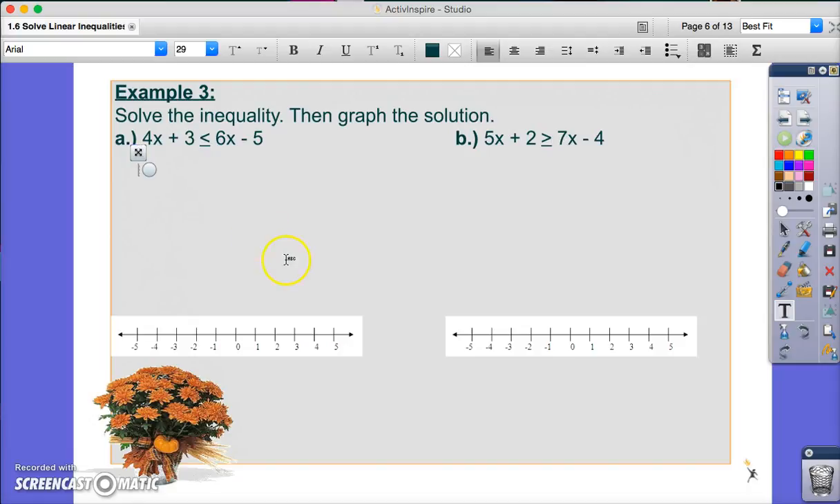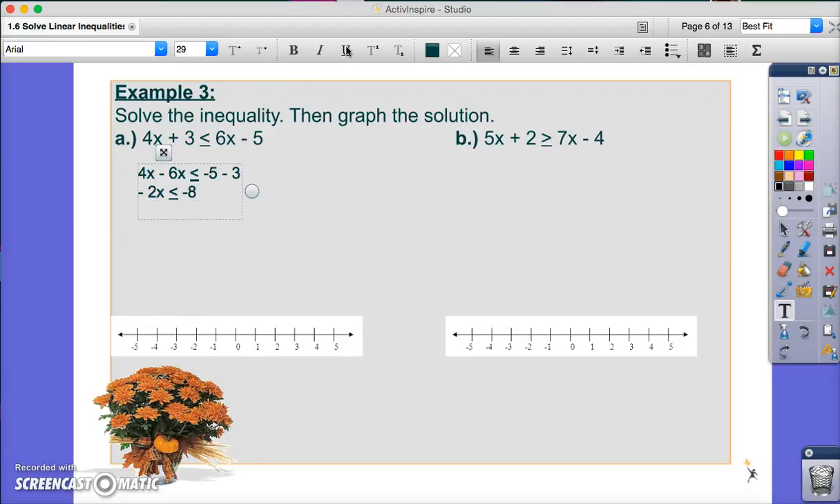4x plus 3 less than or equal to 6x minus 5. So we're going back to simple inequality. Let's move all the x's to the left. I'm going to write 4x minus 6x. Keep the less than or equal to. And then on the right I have what? Negative 5 minus 3. Okay? From there, let's simplify. 4x minus 6x is negative 2x less than or equal to negative 8.